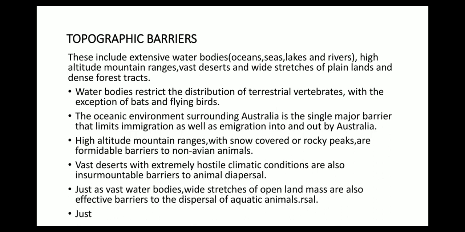High altitude mountain ranges with snow-covered or rocky peaks are formidable barriers to non-avian animals. So, the two sides of such mountain ranges will have different types of fauna. The Himalayan mountain range provides the best example for this. It separates the Indian subcontinent from the Tibetan plateau. The northern fauna resembles the European fauna, whereas the southern fauna resembles the African fauna.